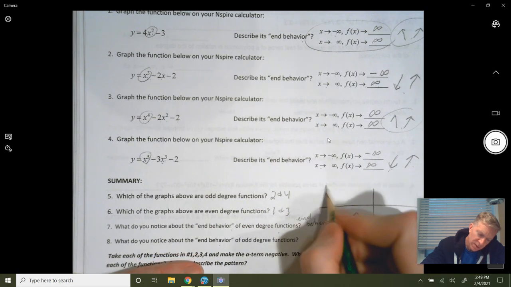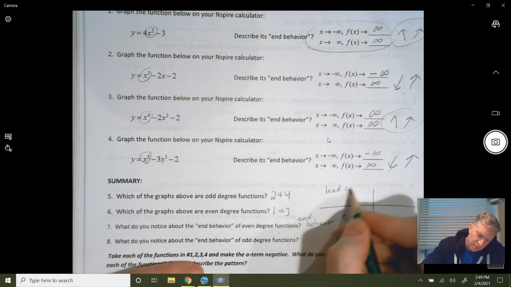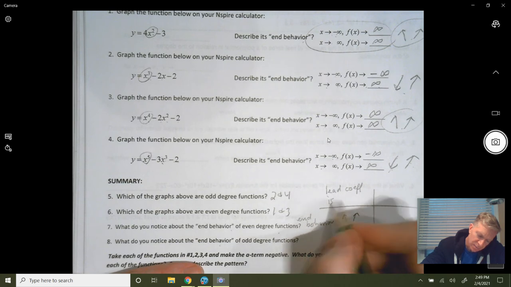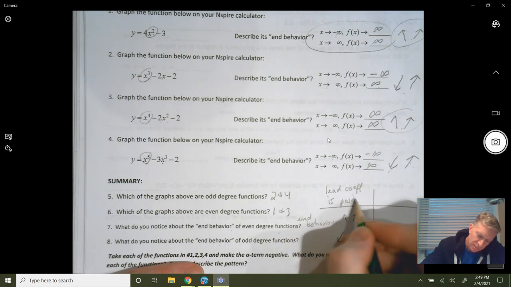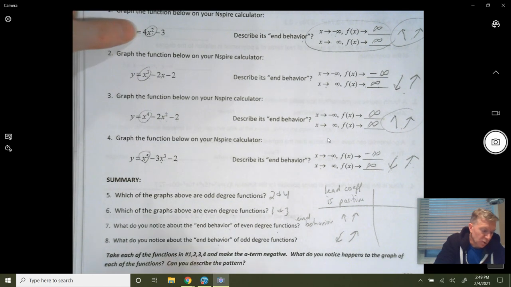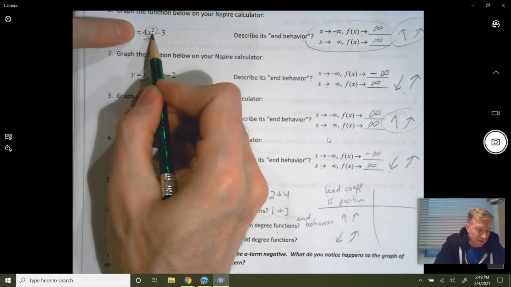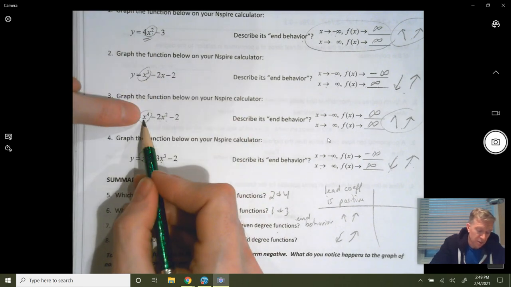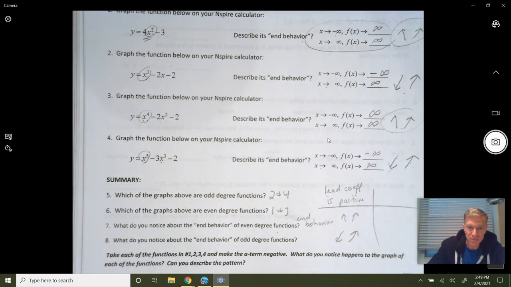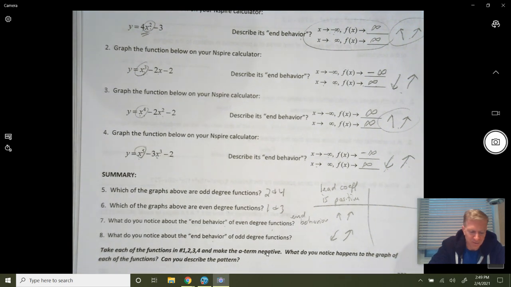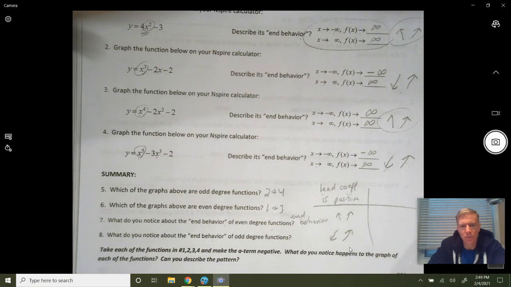Now I'm going to make one more distinction here. The lead coefficient for all of these is positive. Your lead coefficient, the term that has the highest degree: positive 4, positive 1, positive 1, positive 1, they were all positive. Now take each of the functions in 1 through 4, make the a term negative. So we're going to change each of these so it's negative. Let's look at what happens.